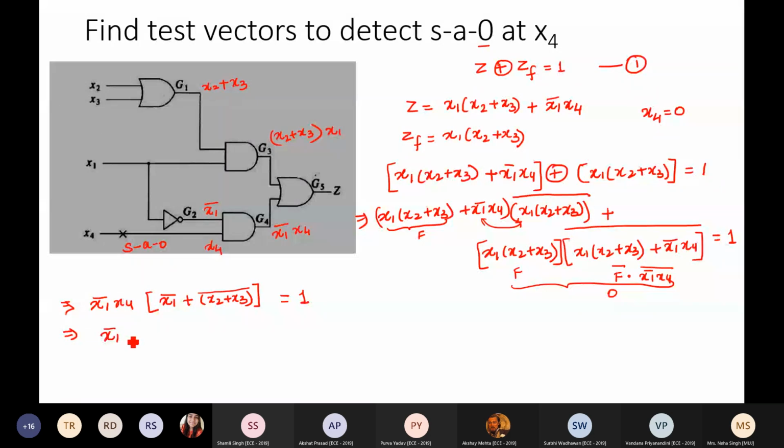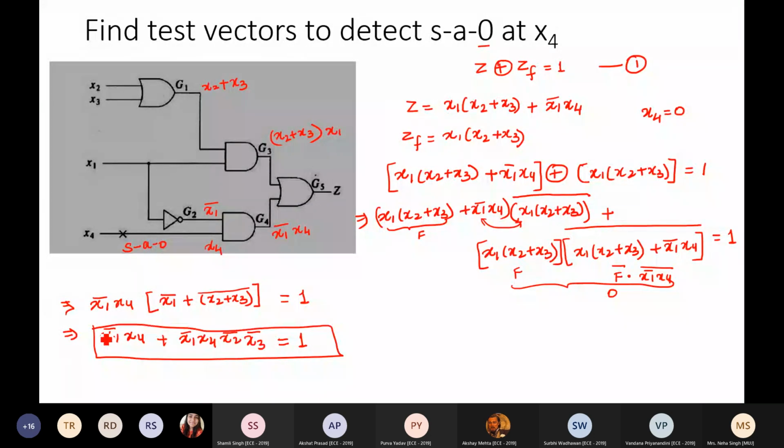This will give me x1 bar x4 for the first term plus x1 bar x4. I'll solve this bar. So this gives me x2 bar into x3 bar. Now that is the final expression I have.